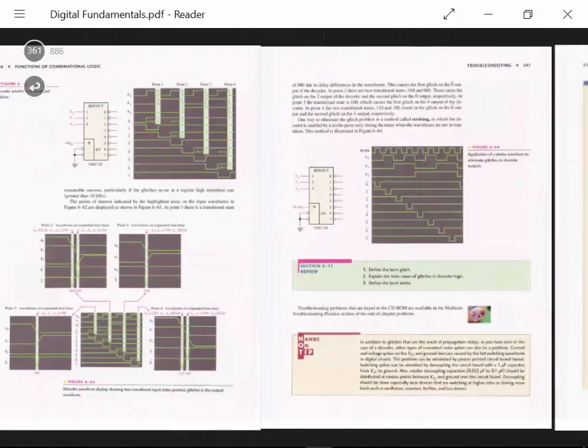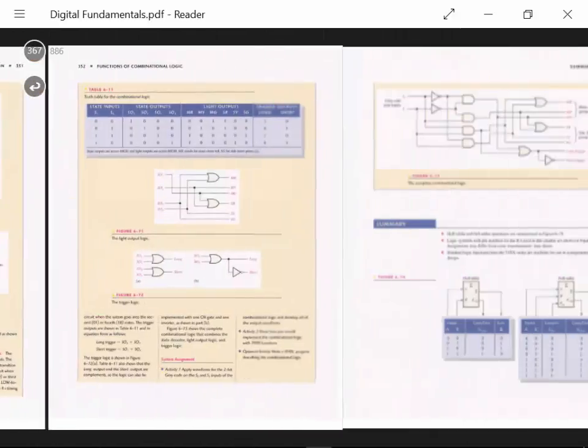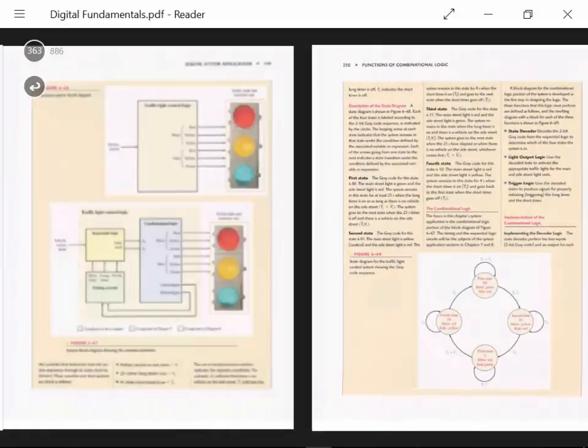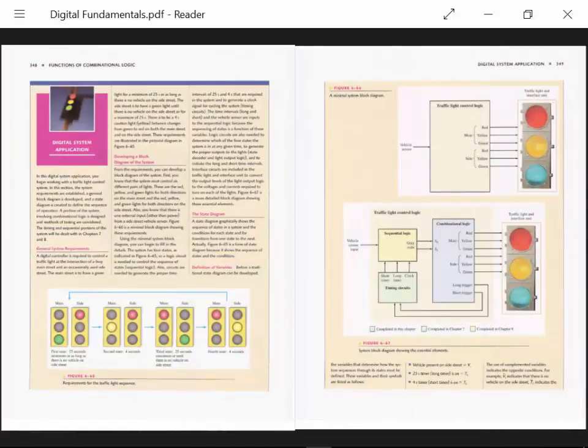That pretty much wraps up this chapter. I'm going to switch books here and go into another topic. I'm going to revisit chapter 2 in Floyd, and talk a little bit about negative numbers.